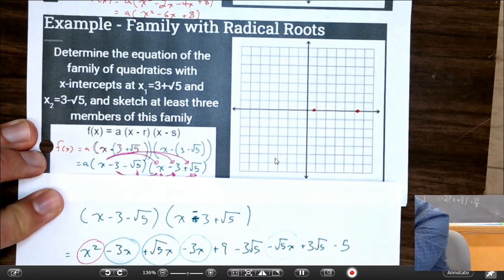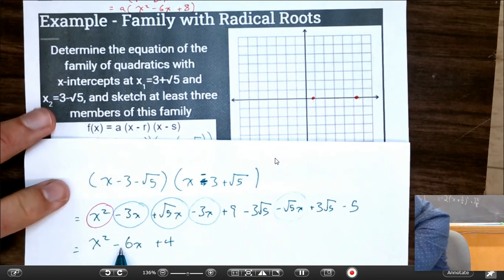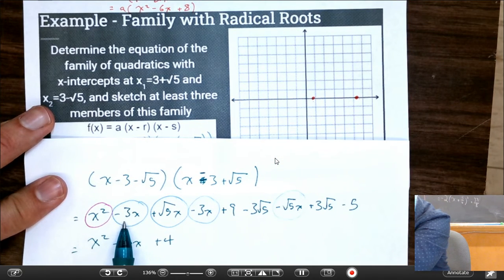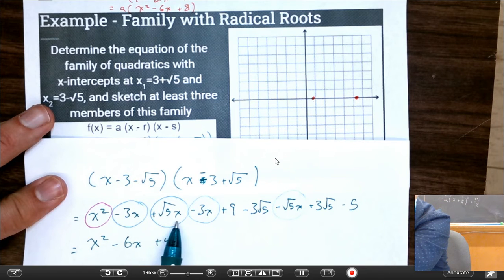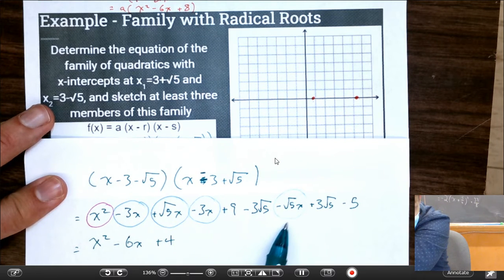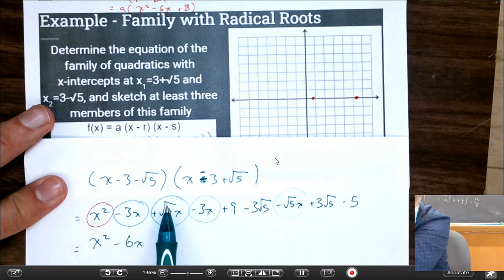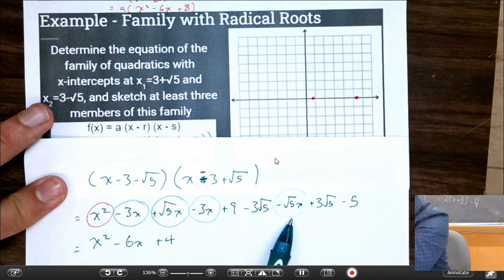The x's with the root x's. Let's take a look at the x term here. How did I get to negative 6? So negative 3x plus root 5x minus root 5x. So plus root 5x minus root 5x is 0. So those cancel. And I have negative 3x minus 3x gives me minus 6x. And that's all of them.